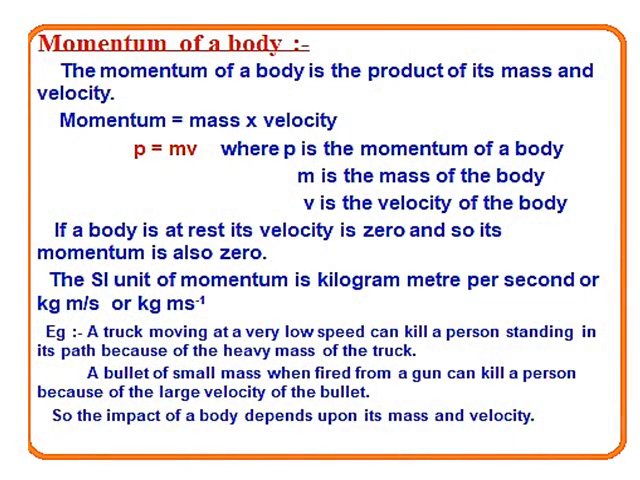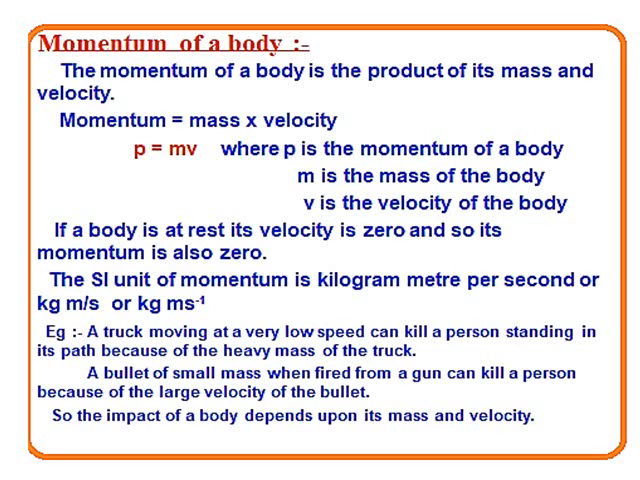This slide also gives a brief meaning about momentum. The momentum of a body is the product of its mass and velocity. Momentum is equal to mass into velocity. P is equal to mv, where P is the momentum of a body, m is the mass of the body, and v is the velocity of the body. If the body is at rest, its velocity is zero, and so its momentum is also zero. The SI unit of momentum is kilogram meter per second, or kg m/s, or kg m s^-1.